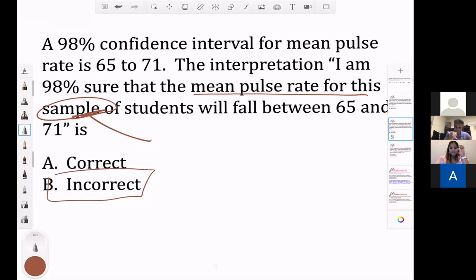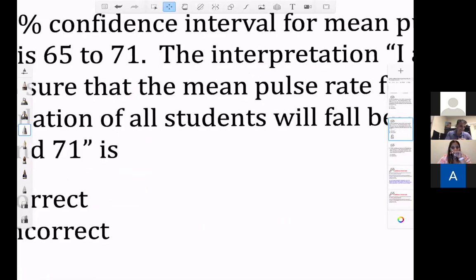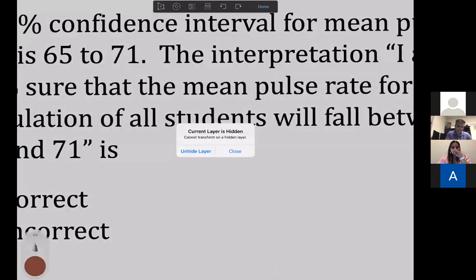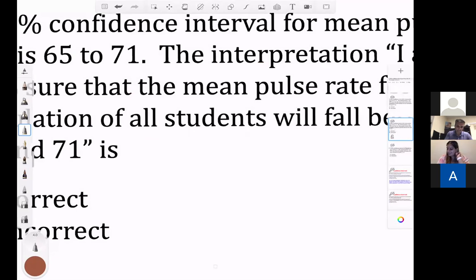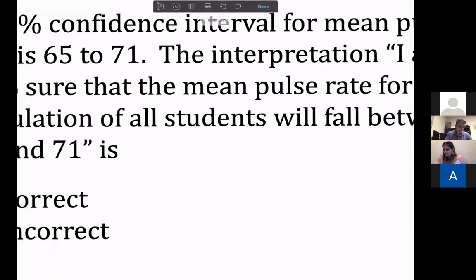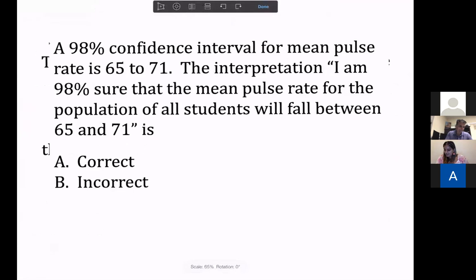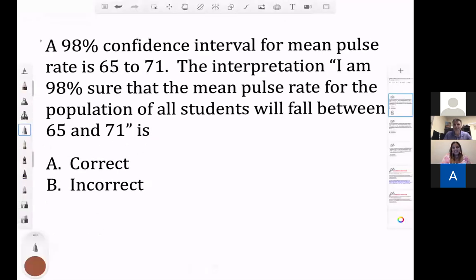Good? Let's have another one. So it's incorrect. Now you guys don't trust me at all. What about this one? Now you guys don't talk.